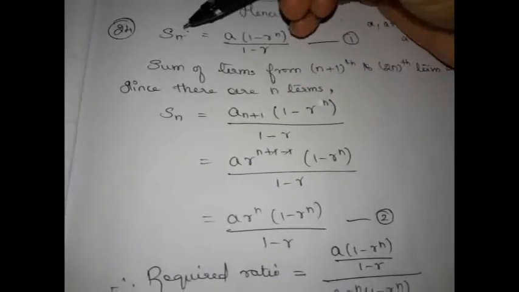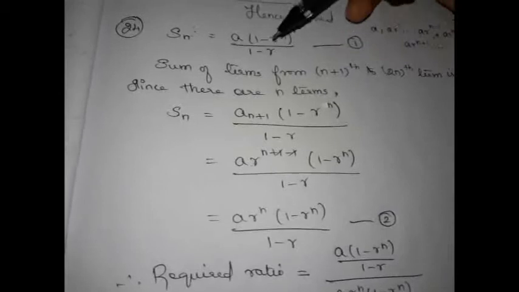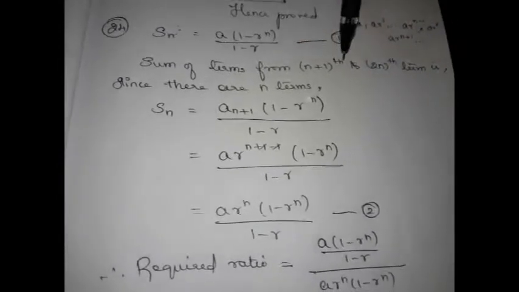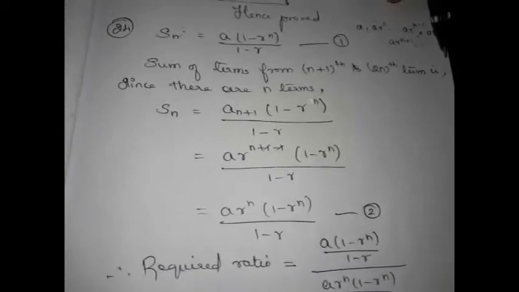First, what is your Sn? Sn is a into (1 minus r power n) divided by 1 minus r. Now this is our first sum we found. Then the sum of terms from the (n plus 1)th to 2nth term. I am sorry.